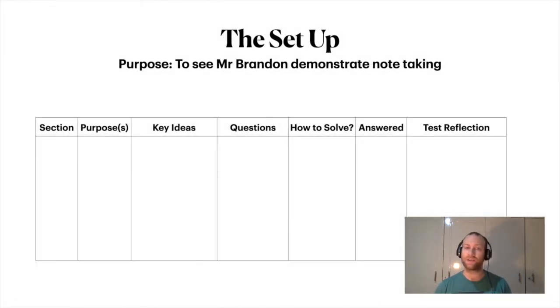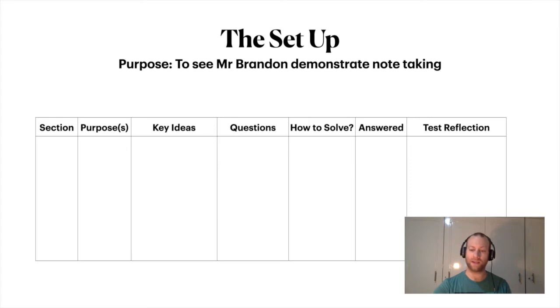So let's look at what this could look like. For this set of notes already, I can give you a bunch of these things. When you're doing the video, the first 5 columns, so section, purposes, key ideas, questions, how to solve, those ones can all be done before you come to class. You can have this filled out ready to go so that when you come to class, you have the questions, you know what you need to ask or try and figure out and how you're going to solve those. Then once you're in class, the answered column, you'll fill out while you're in class. And then the test reflection obviously is after the test. So the first 5 you can have figured out already.